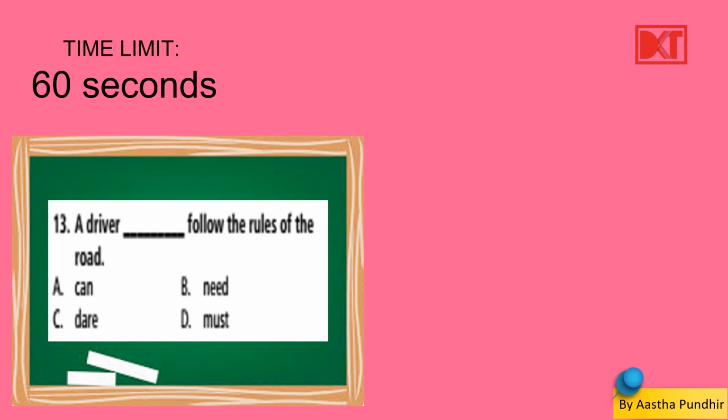Alright, now next, a driver dash follow the rules of the road. Can follow, need follow, dare follow, must follow. Again, we use must. A driver must follow the rules of the road. It is also a certain obligation we are talking about. So a driver must follow the rules of the road.